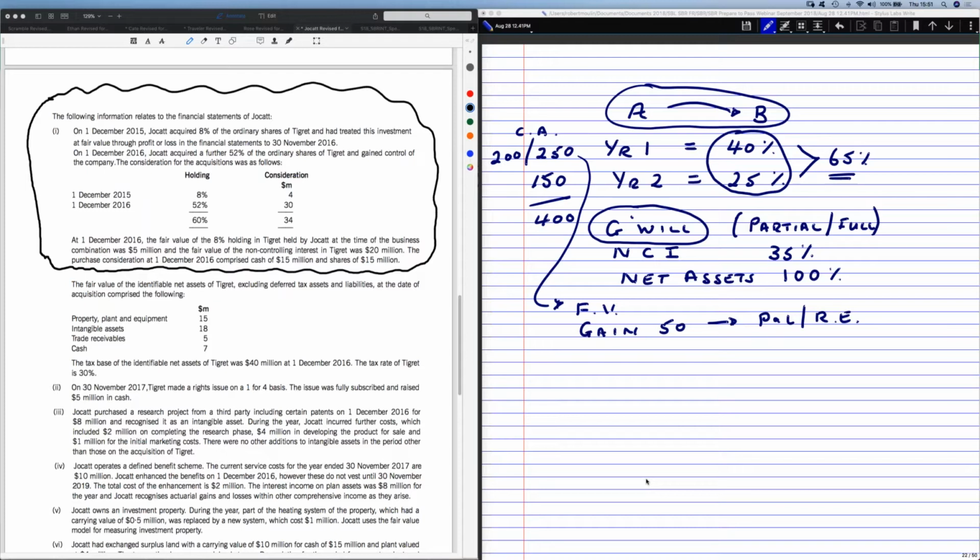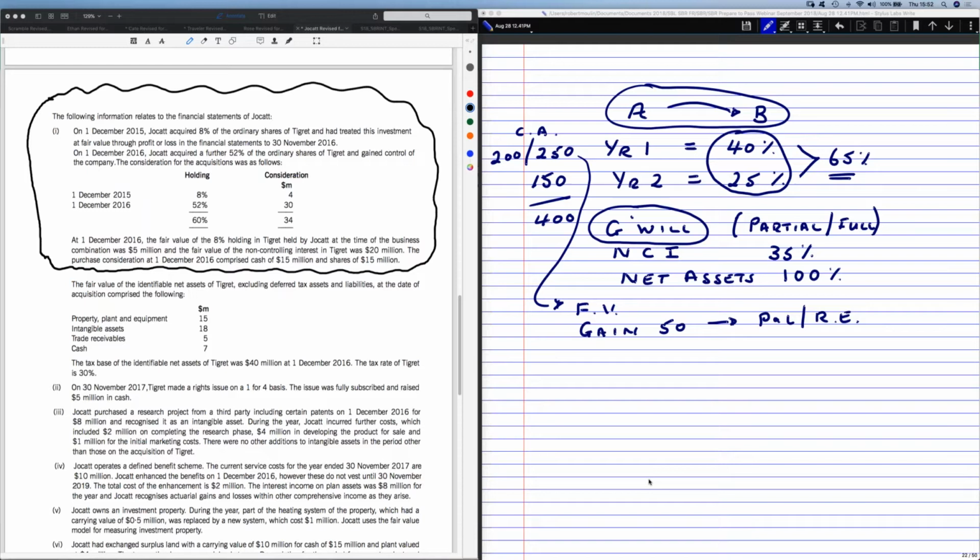On the 1st of December 2016, Jockat had acquired a further 52% of the ordinary shares of Tigray and gained control of the company. What happens on the 1st of December? What does Jockat now have on the 1st of December 2016? It has control and it therefore has a subsidiary.